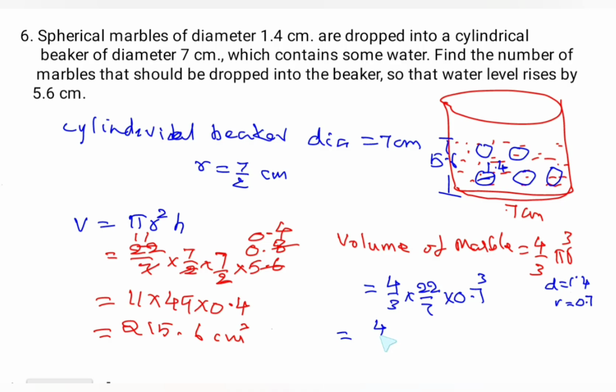Therefore this equal to 4 by 3 into 22 by 7 into 0.7 cubed, 0.1 times is cancelled, and this equal to 4 into 22, 7 into 7, 0.49, 0.049, and 0.1, 22 into 4 is equal to, we will get 1.4373 centimeter cube. This is the volume of one marble.